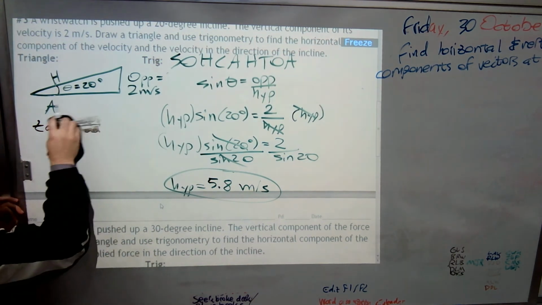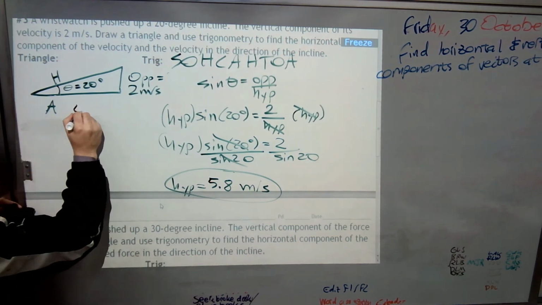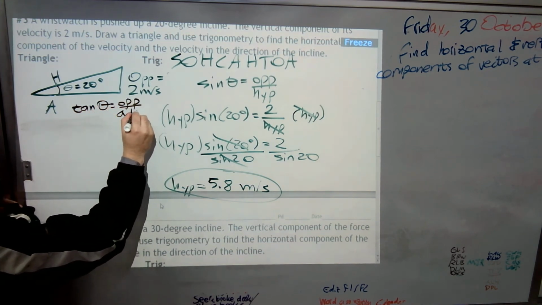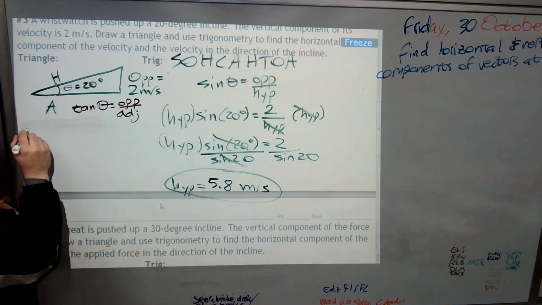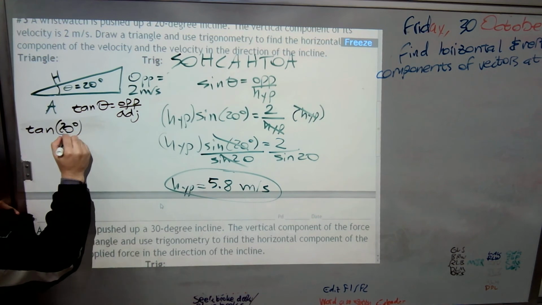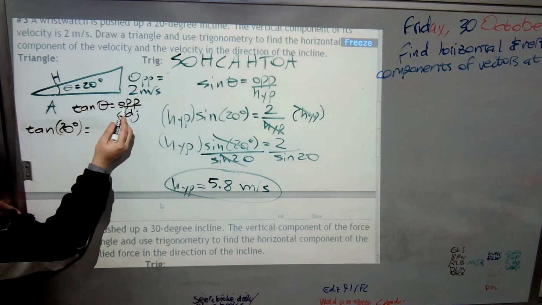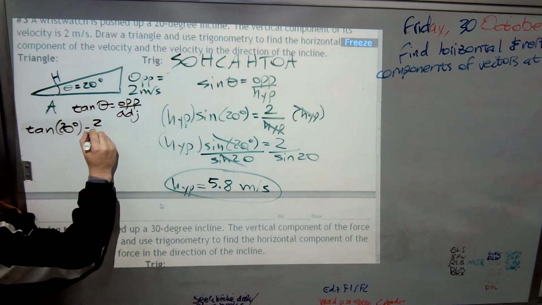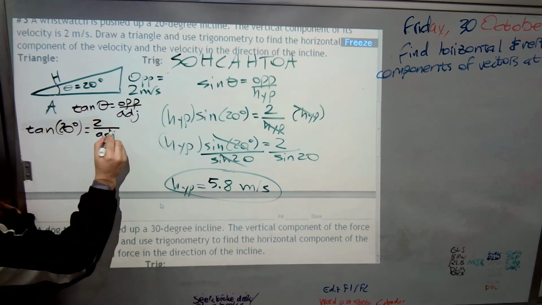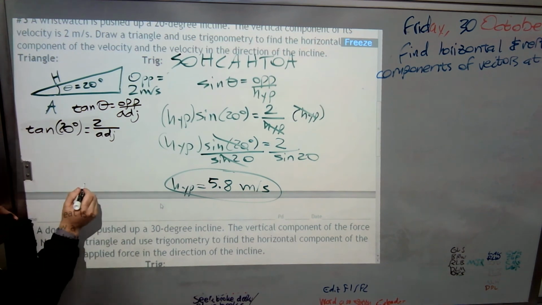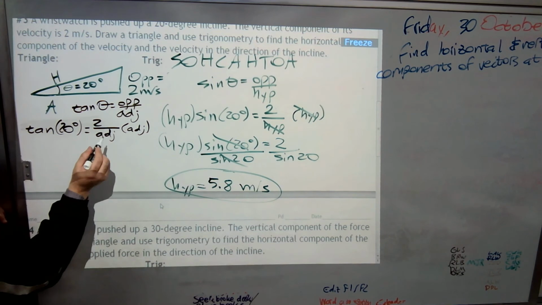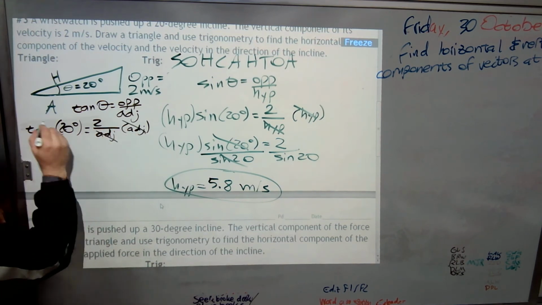I should give myself a little more room. I'm going to write this a little higher. And then to plug in my things, theta is 20 degrees. I'll make sure my calculator's in degrees. Opposite is 2. And adjacent is what we're looking for. This is another situation where it's in the denominator. So I'll multiply both sides by adjacent. Since it says divided by adjacent, to get it out of there, I'll multiply.